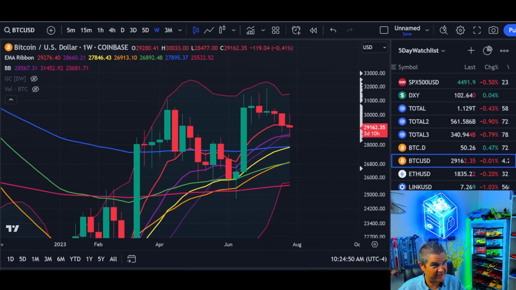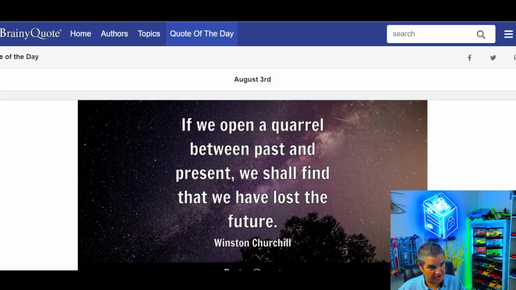All right, quote and card of the day. Let's get to it. If we open a quarrel between past and present, we shall find that we have lost the future, by Winston Churchill. Great quote.